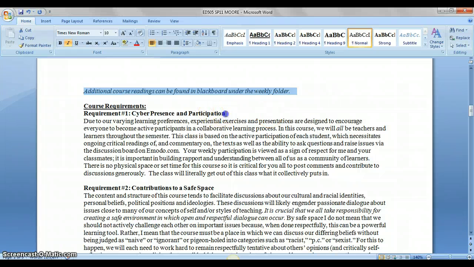So, three requirements. First, cyber presence. It is so very imperative that you all engage and participate, because we need to create a conversation online like the one we would have in a classroom, where it can be free flowing thoughts.